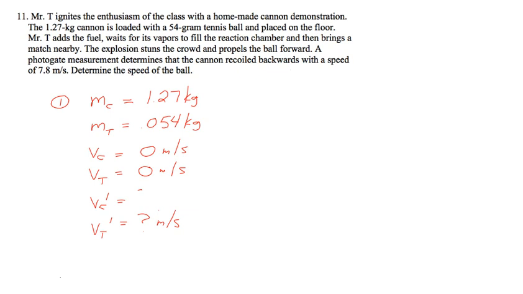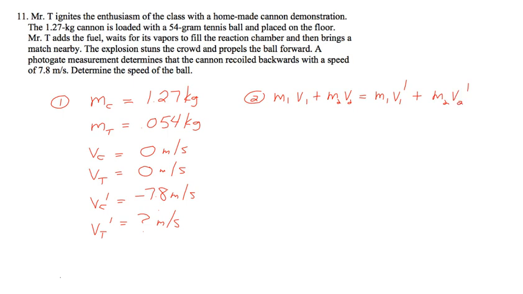So what is the sign of the velocity? Negative. So you should be writing down negative 7.8. So those are your facts. If these are the facts, this is a momentum problem. We're going to write down the law of conservation of momentum. M1 V1 plus M2 V2 equals M1 V1 prime plus M2 V2 prime.